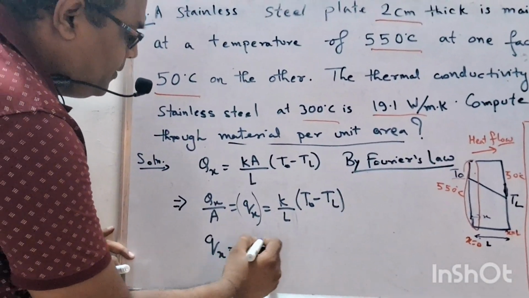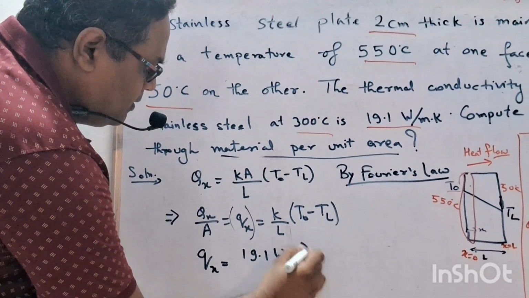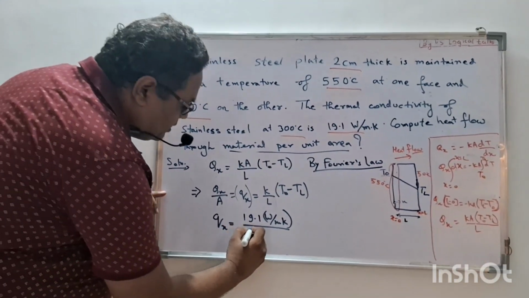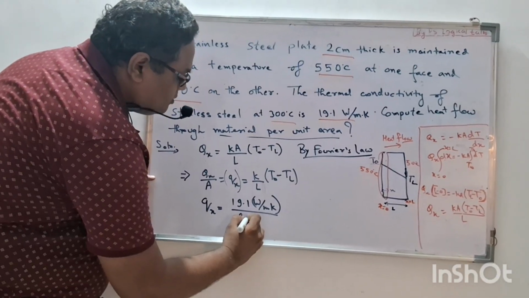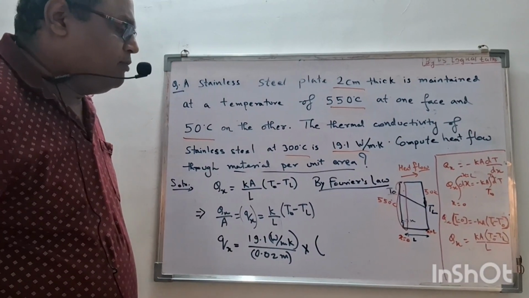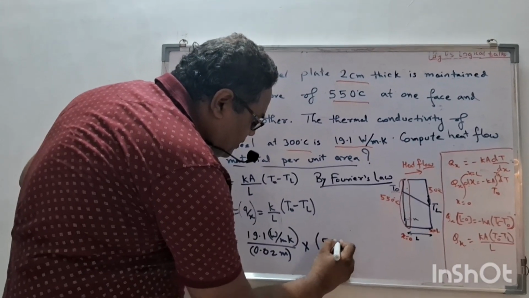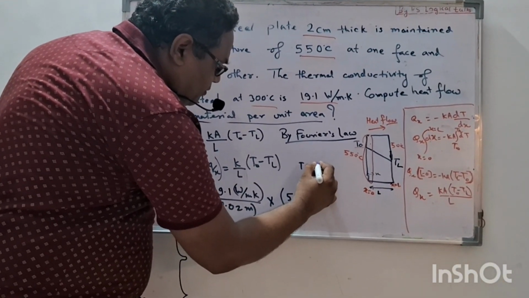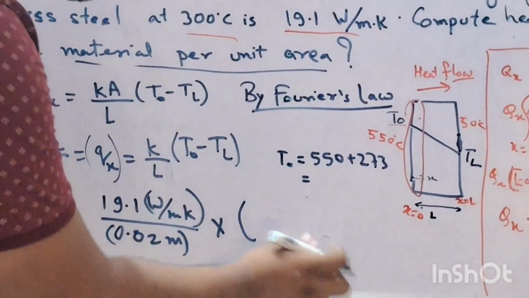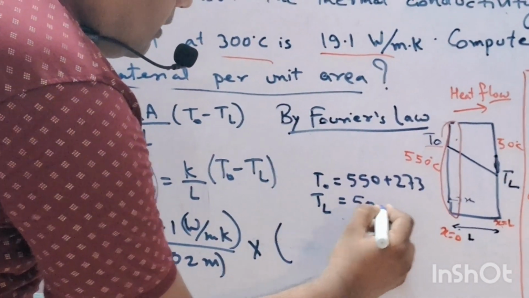So K value is given as 19.1 watt per meter Kelvin and length value is given as 2 centimeter. So converting to meter, okay, and this temperature is in 550 degrees centigrade and 50 degrees centigrade. So it can be written as 550 plus 273. So T naught will be 550 plus 273. Okay, so this value we can substitute here, and similarly TL value will be 50 plus 273.